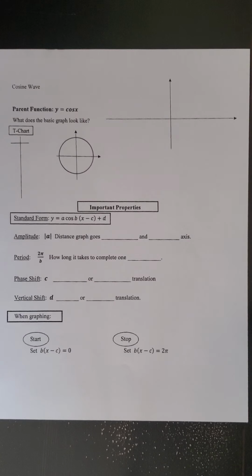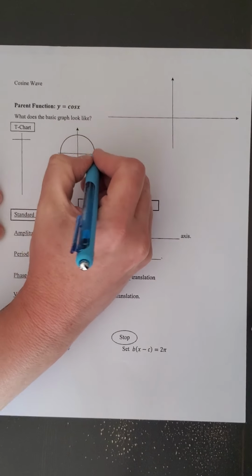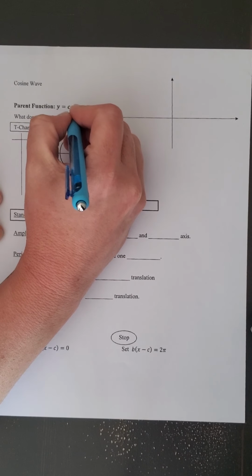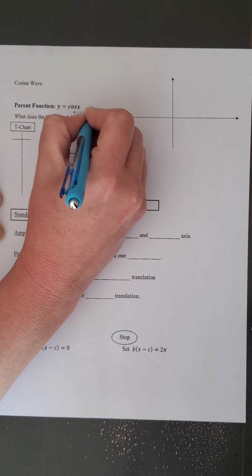Alright guys, welcome to the cosine wave. So just like we could graph the sine wave from the previous notes, we're going to start with graphing the cosine wave using a parent function. On the unit circle, this time cosine is our x values. So cosine are the x values on the unit circle.